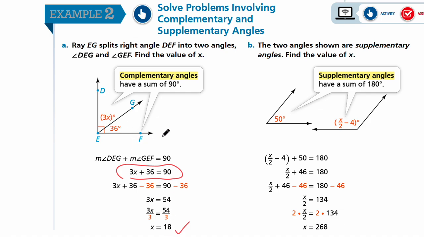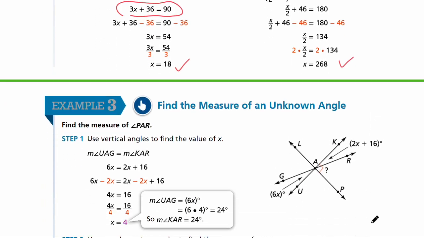Part B is the same thing, but these two angles are supplementary angles, so they add up to 180. So then we can write 50 plus x over 2 minus 4 equals 180. Solve for x, and that is your value. Okay, let's look at example 3.